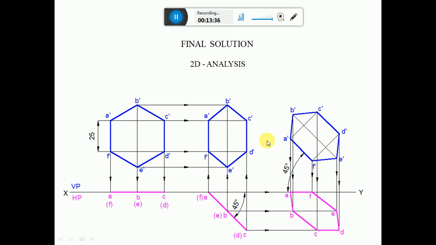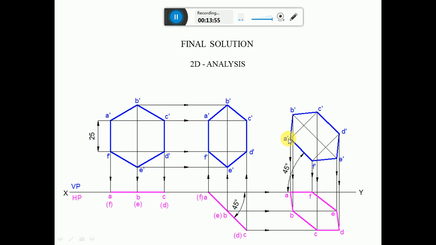So you mark the points as A dash, B dash, C dash, D dash, E dash, and F dash. Then join A dash to B dash, B dash to C dash, C dash to D dash, D dash to E dash, E dash to F dash, and F dash to A dash with a dark line. So that is going to be the third position front view, such that the side which is on VP has been inclined at 45 degrees to HP.